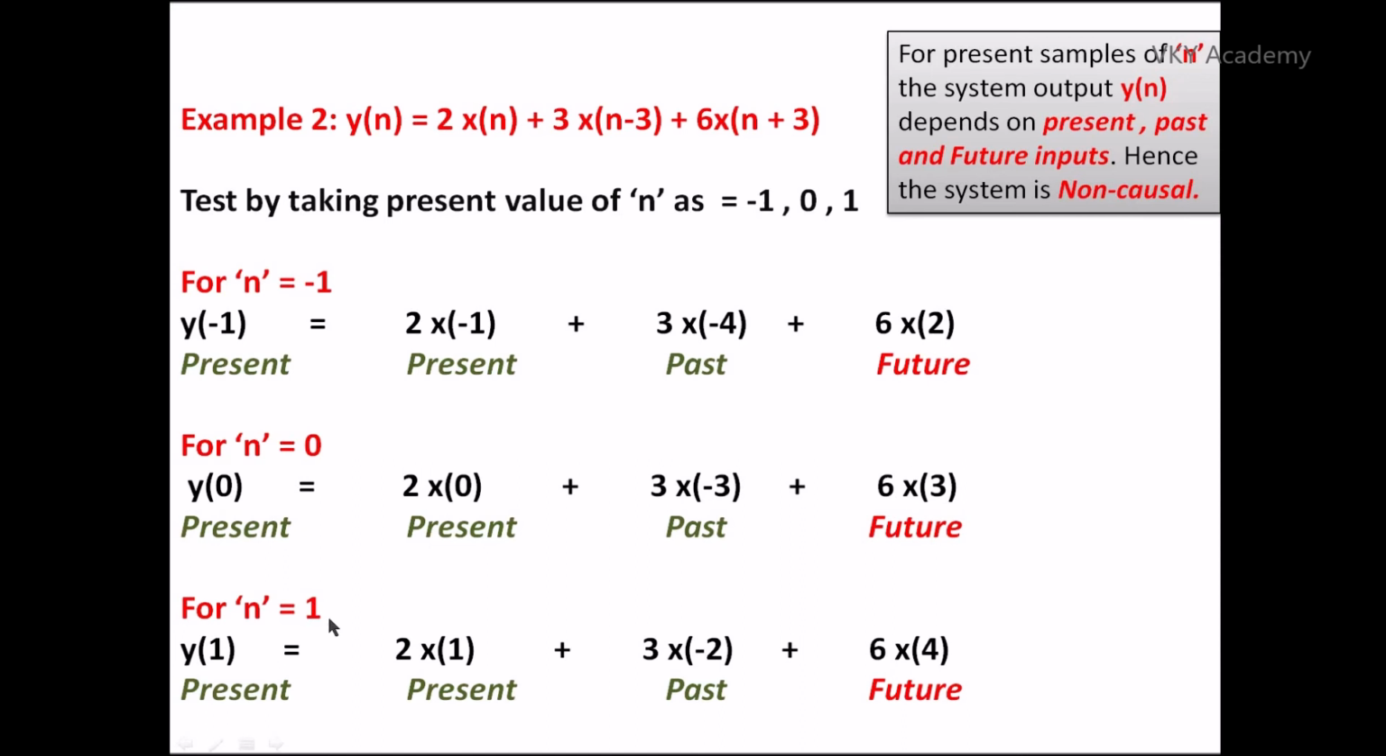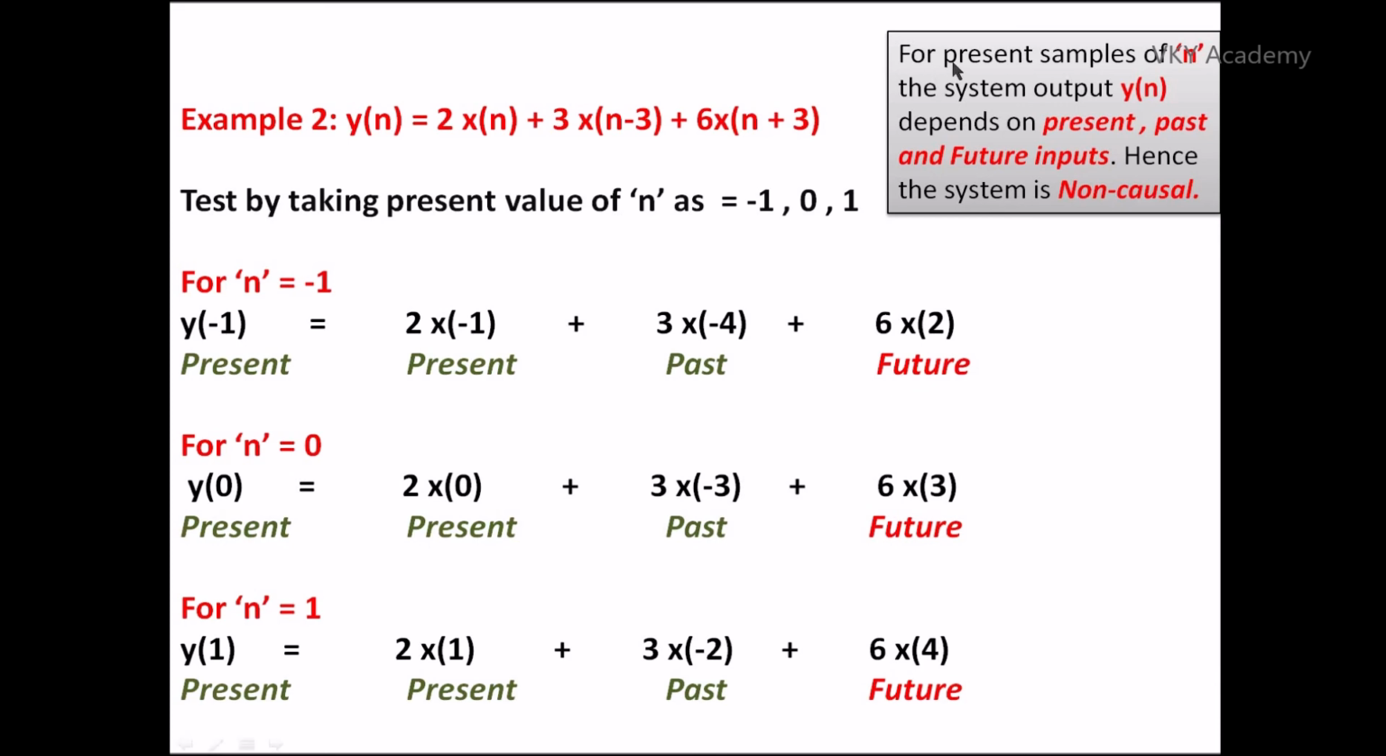Let us check for n equal to 1. This time you can see that y of 1 will be equal to 2 times x of 1 plus 3 times x of -2 plus 6 times x of 4. This time also my present state of output depends upon the present state of input, past state of inputs and future state of input. So I can conclude in all the three cases my present state of output depends upon the present state of input, past state of input, but at the same time it also depends upon the future state of inputs. So this particular system is definitely a non-causal system.